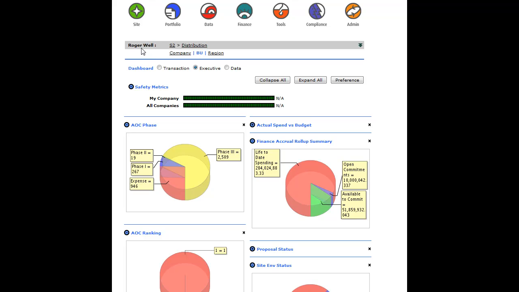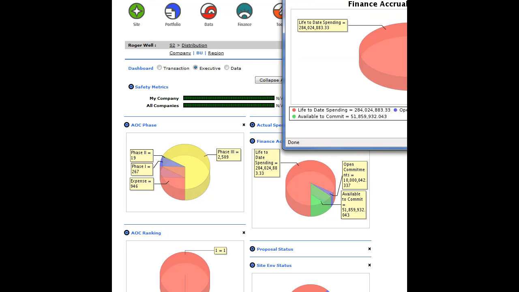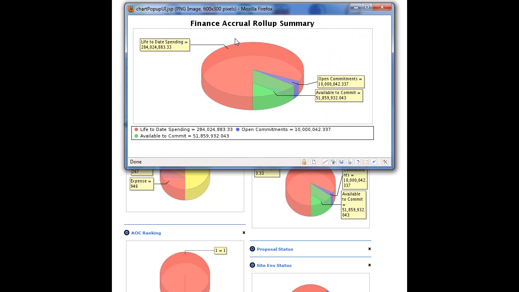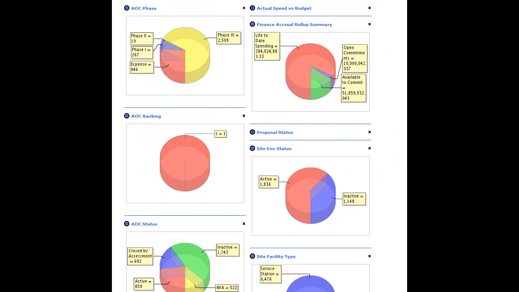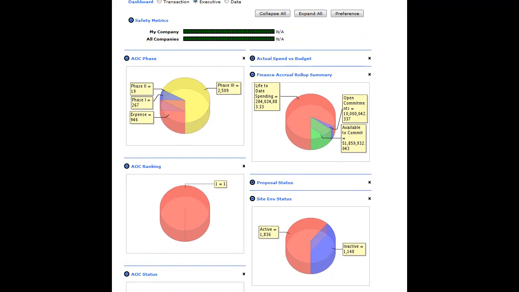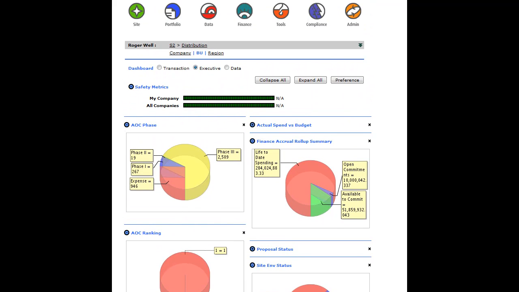In our first remediation business intelligence example, we'll look at executive dashboards, in this case for the distribution business unit. By clicking on any individual graphic, the user is able to expand and look at additional details, in this case the financial accrual roll-up summary. Additional performance graphics are available to be viewed for any level in the organization.